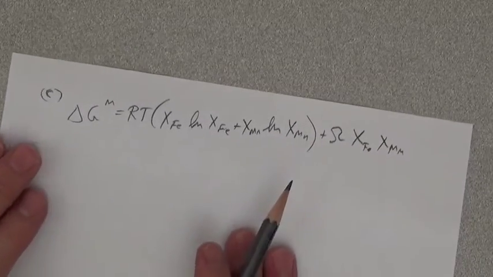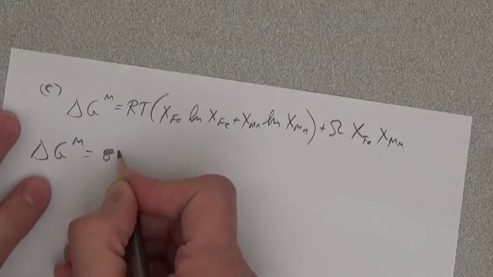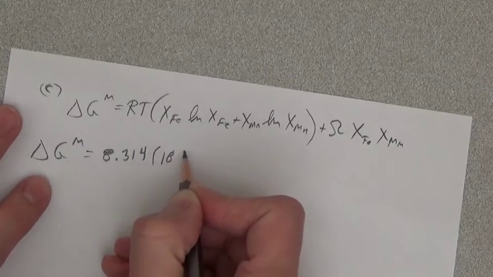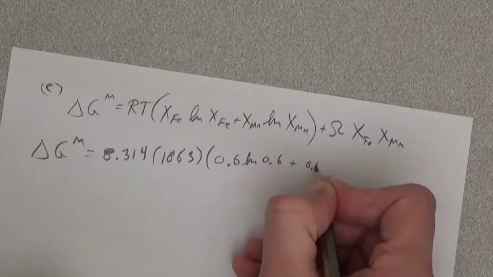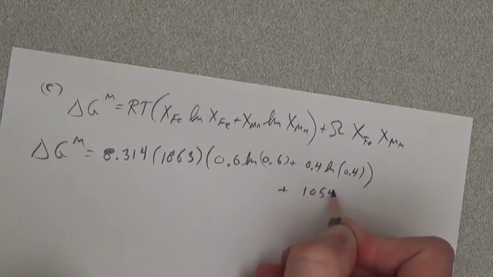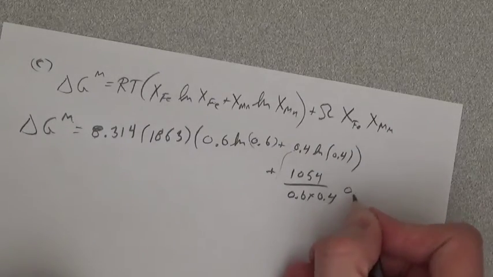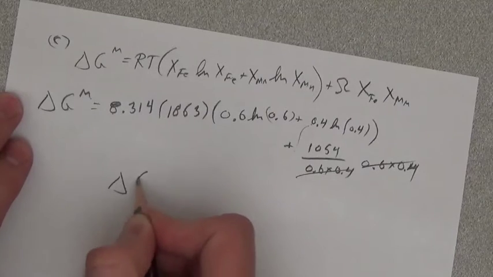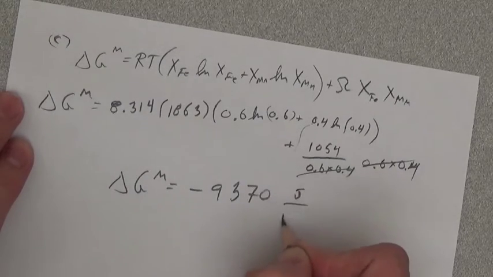Right, this is exactly what we did in class. Delta Gm is equal to 8.314 times the temperature, which we're given is 1863, times 0.6 natural log 0.6 plus 0.4 times natural log 0.4, plus 1054 divided by 0.6 times 0.4, times 0.6 times 0.4, so those cancel, and we get delta G M is equal to -9370 joule per mole.